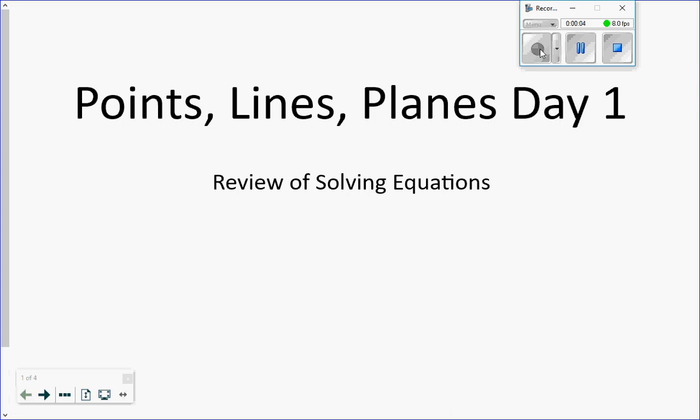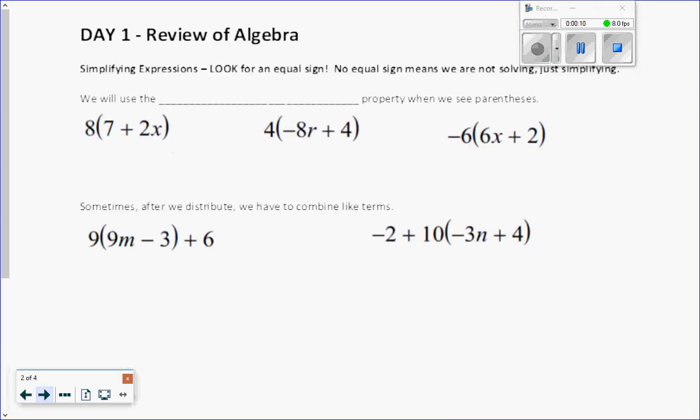Today we're going to review solving equations. We solve a lot of equations in geometry. The first thing that we're going to review is simplifying expressions. We look for an equal sign. No equal sign means we are not solving, we are just simplifying.